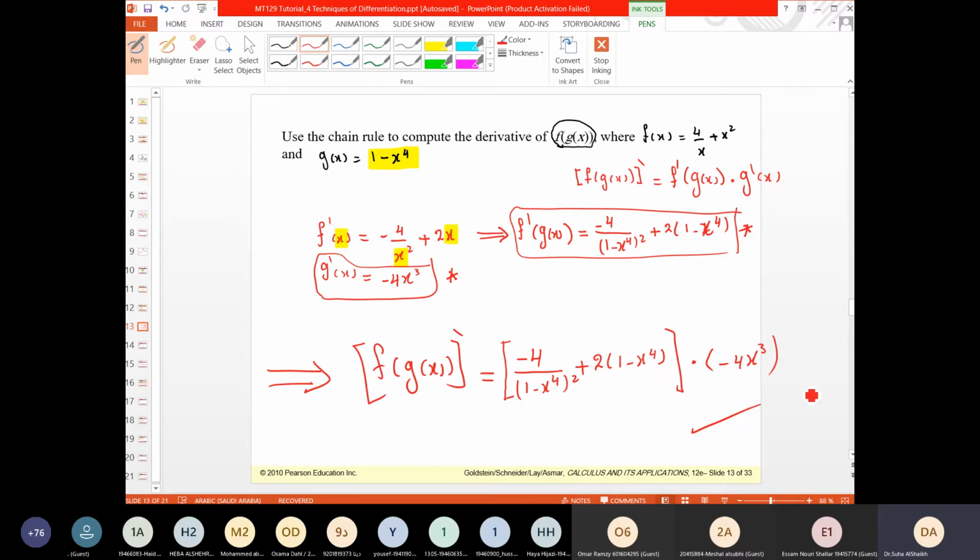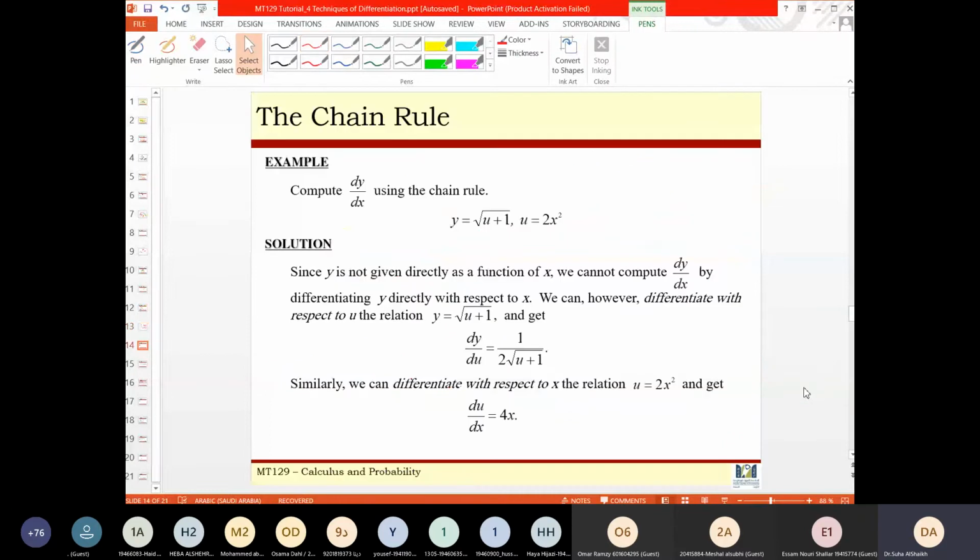This is the chain rule. You have a function and inside it another function, so you take the derivative of the function times the derivative of what is inside the function. Now, sometimes they give you F by itself and G by itself and they want the derivative of F of G. Sometimes the chain rule comes in a different way. Sometimes we use the chain rule like this.